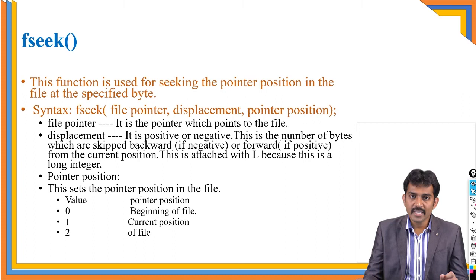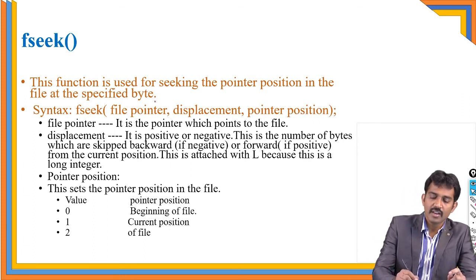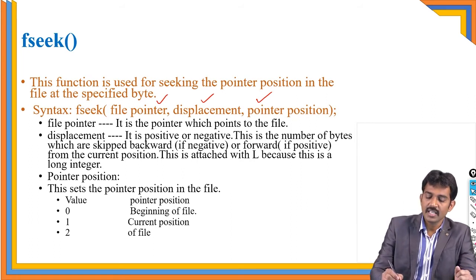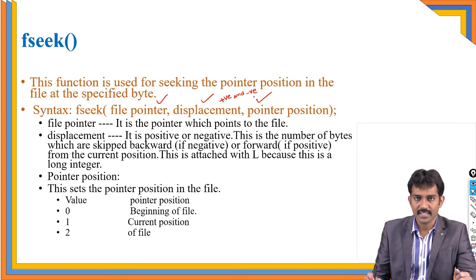Here, fseek contains three arguments. Observe clearly the syntax: file pointer, displacement, and pointer position. Pointer position is where you are going to count from. The displacement can be a positive or a negative value. I will tell you what it is.